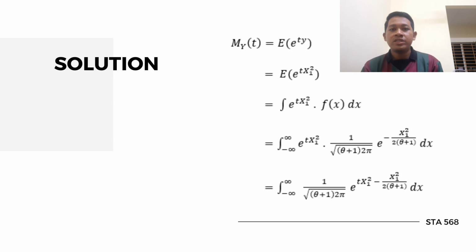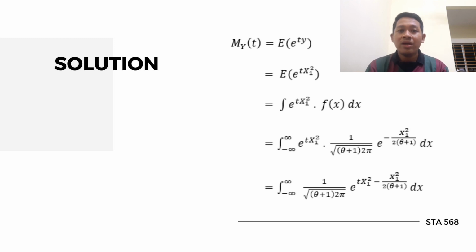The solution for this question: firstly, the moment generating function of y at t is equal to the expected value of e to the power of ty. Change y to the given variable, which is x1 squared. We're going to use the integration formula to calculate the answer. The formula is integrating the e value times the distribution function of x dx. Integrate e to the power of t x1 squared times the distribution function of the normal distribution with parameters mean 0 and variance theta plus 1.